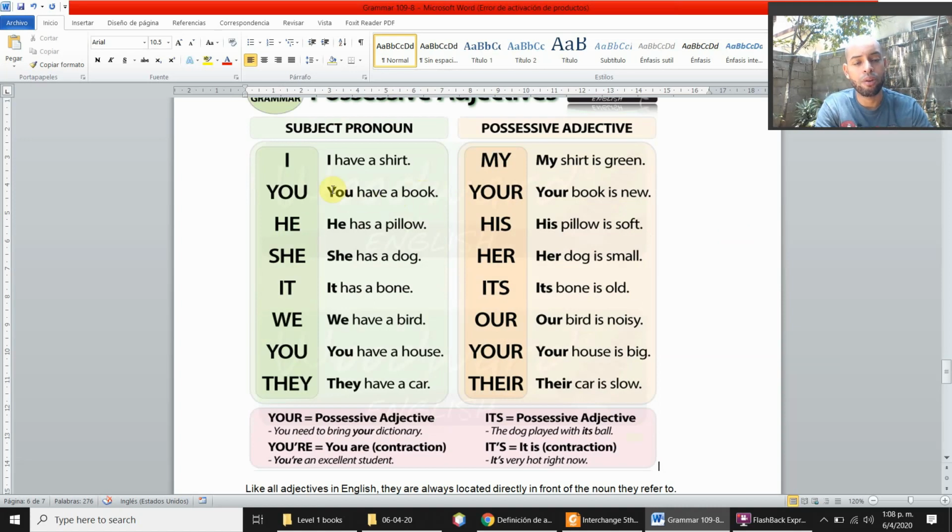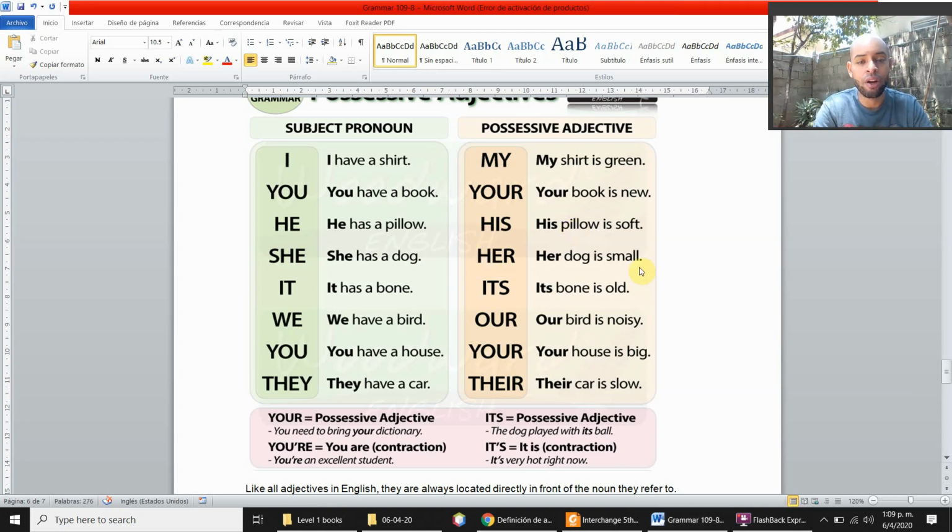You have a book. Your book is new. The book that belongs to you. He has a pillow. His pillow is soft. His pillow, the pillow that belongs to the other person, the male person behind me, behind the computer, excuse me. His pillow is soft. The third person in the singular form.